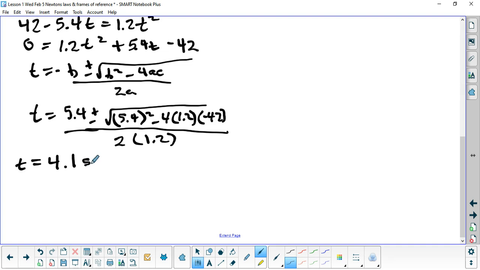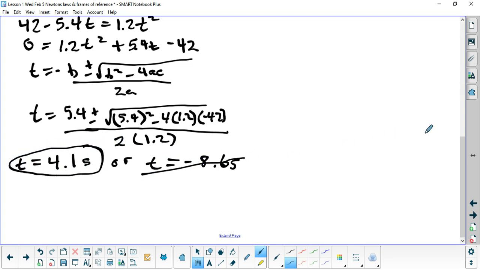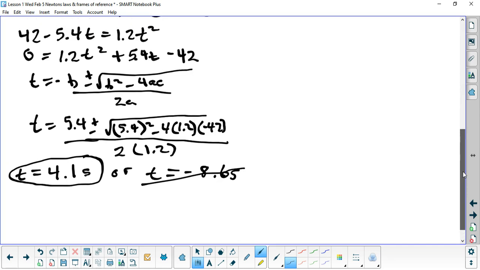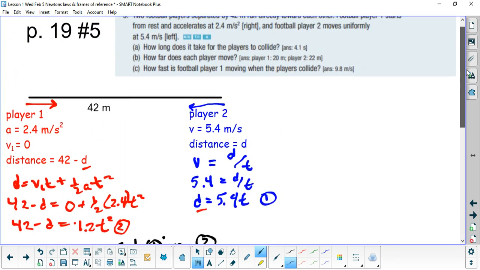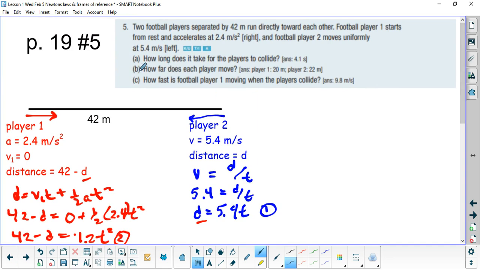So 4.1 seconds. Or my second answer would be negative 8.6 seconds. Now we know we can never have negative time, so that one's out. Time doesn't go backwards, it only goes forwards. So that is the time it takes for them to meet. If we go back to the top of the question, we have answered part A. Part A should be 4.1 seconds.